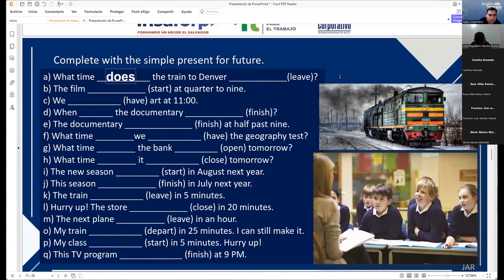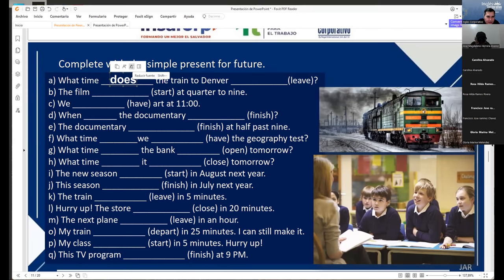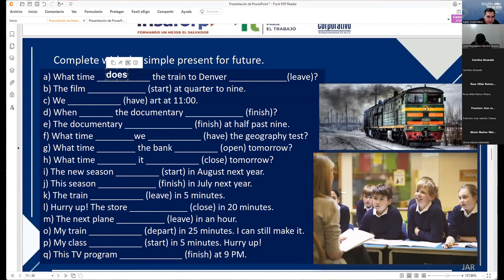Algo nuevo de tren que ponen ahí. It's a reality, that's why. In movies, they show you the new things, but in reality, there are old and new things. What time does the train to London leave?